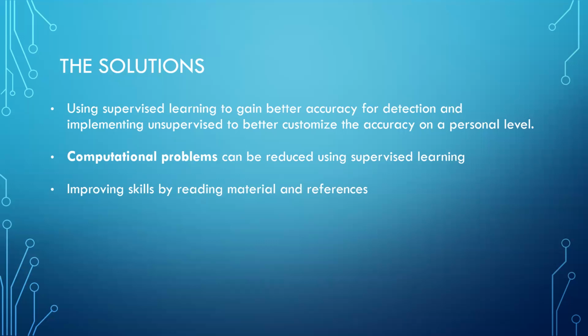So instead of diving into unsupervised learning only, we can do both. We can do both supervised to get much of the data that we need to be able to train our model, and then unsupervised for personalization. That would tend to minimize the amount of computational power that we need to draw from the different systems where it will be running. Then improving skills by reading material and references, of course, to gain better understanding of how AI works, the do's and the don'ts, experiences from past people.